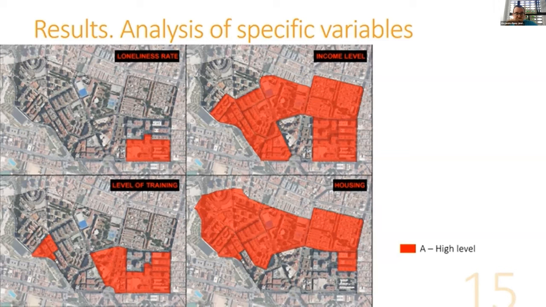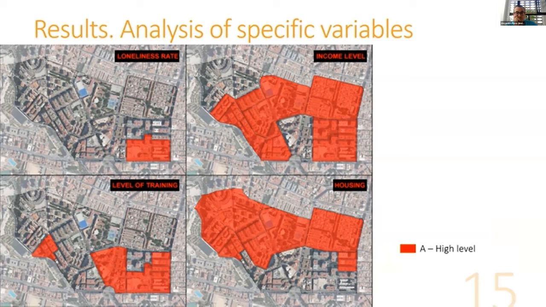Income level. The income level ranges from 20,000 to 25,000 euros. Most of the neighborhood is associated with level A. In training level, which is the level of education of the population over 65 years of age, there are areas with a high level of illiteracy or primary education only. The selected area with level A has, in most cases, zero illiteracy or primary education values.